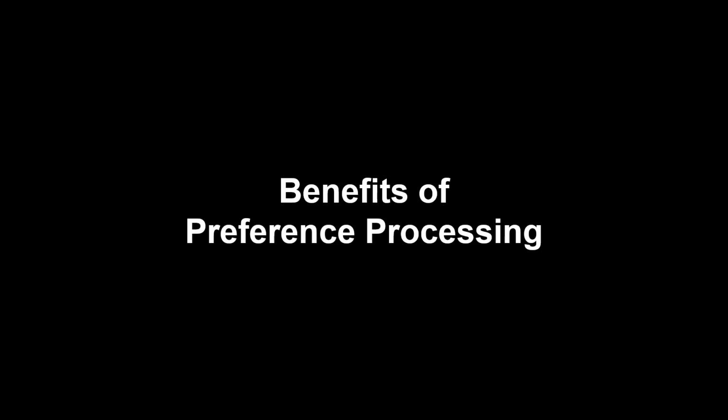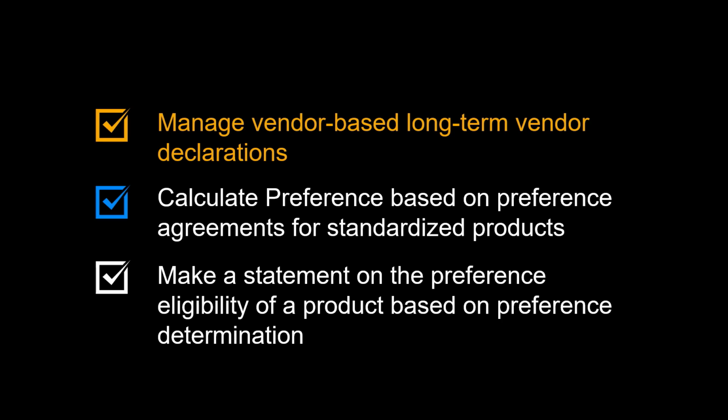Let us recap some of the benefits provided by preference processing in SAP GTS. It enables you to manage long-term vendor declarations and LTVDs for customers' purposes. It lets you calculate preference based on preference agreements and preference models for standardized static or configurable products. Finally, you can make a statement on the preference eligibility of a product based on preference determination.